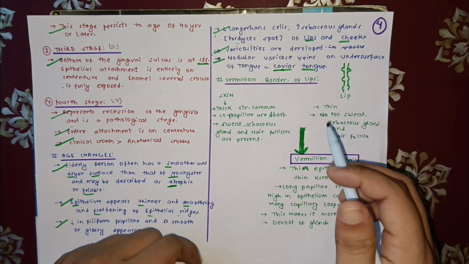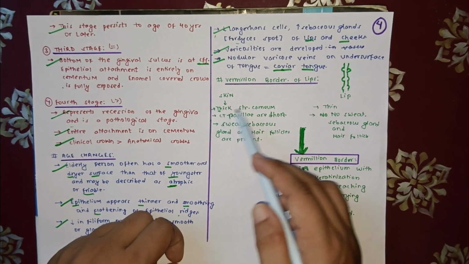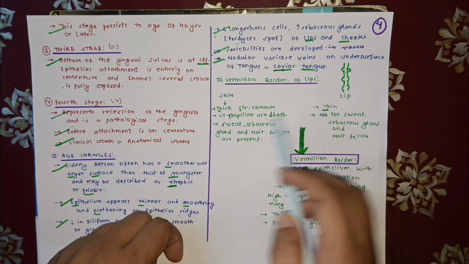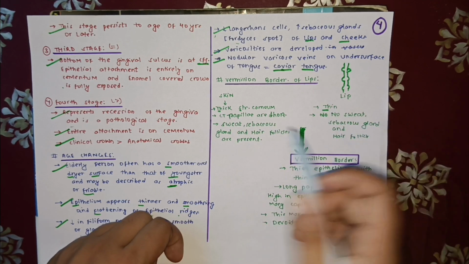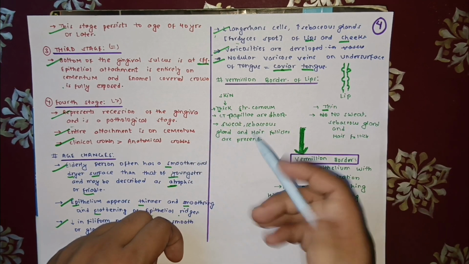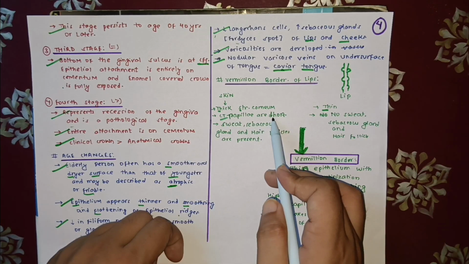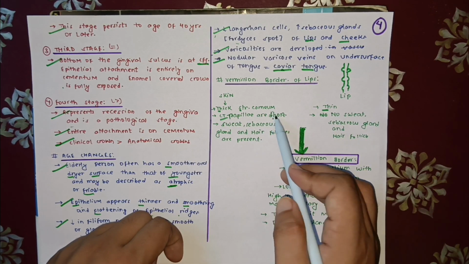Okay, and this is a very easy topic. In the skin we have a thick stratum corneum, while in the lip we have a thin one, and the lip is towards the oral mucosa side, and the skin is on the skin side. Connective tissue papillae are short here.